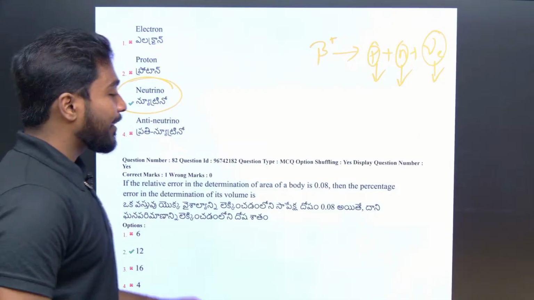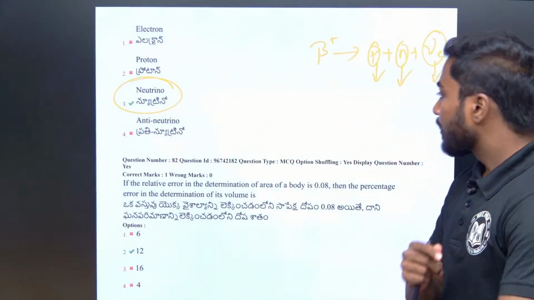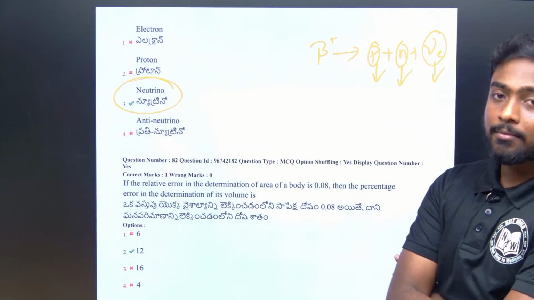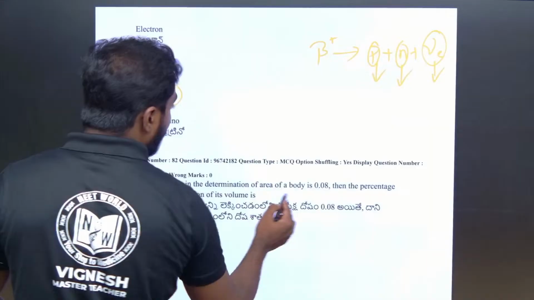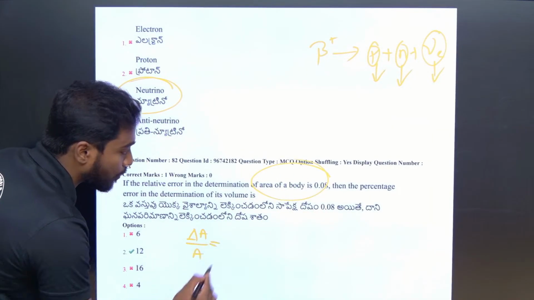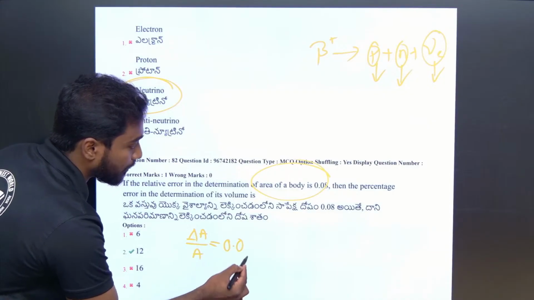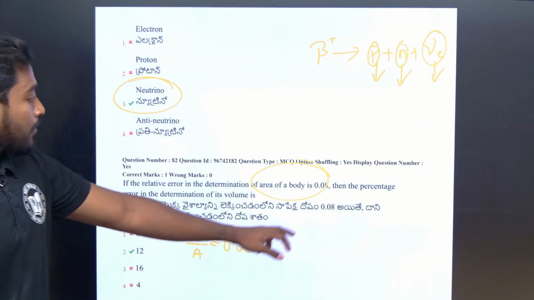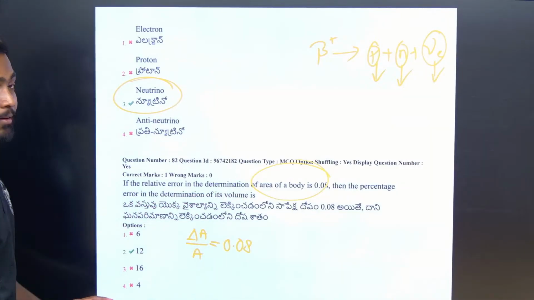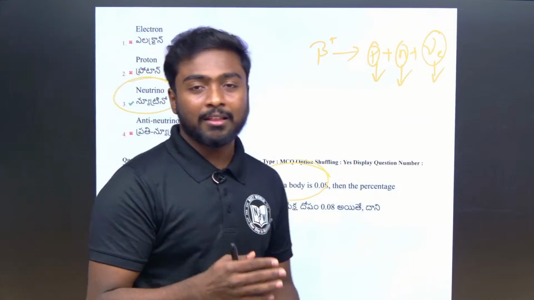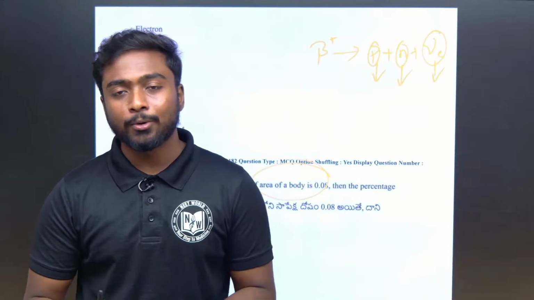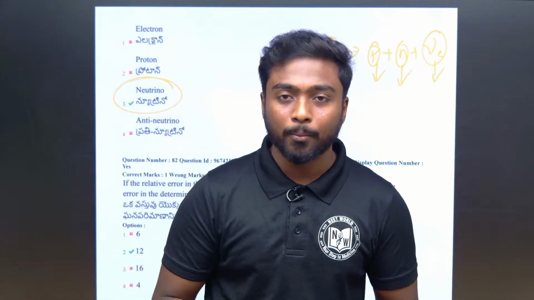So when we talk about the second question, if the relative error in the determination of area of a body is given, that is delta A by A equals 0.08, then the percentage error in the determination of its volume is what they are asking. So in terms of percentage they are asking. We know that area is nothing but length into length. What about the volume? Volume is nothing but length into length into length. It is nothing but length cube.